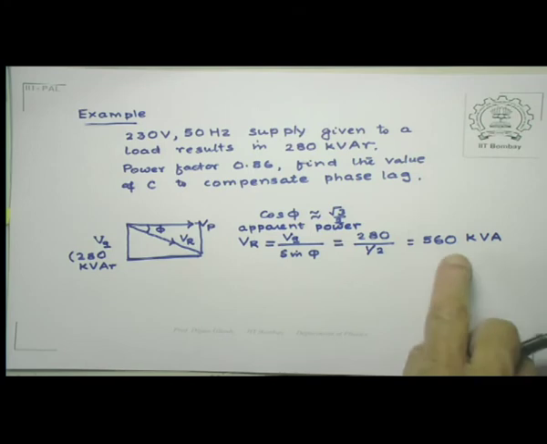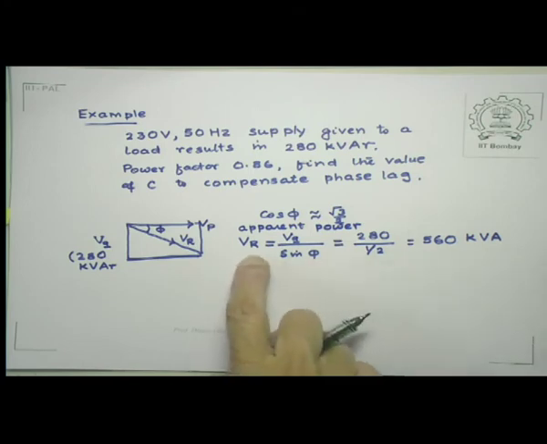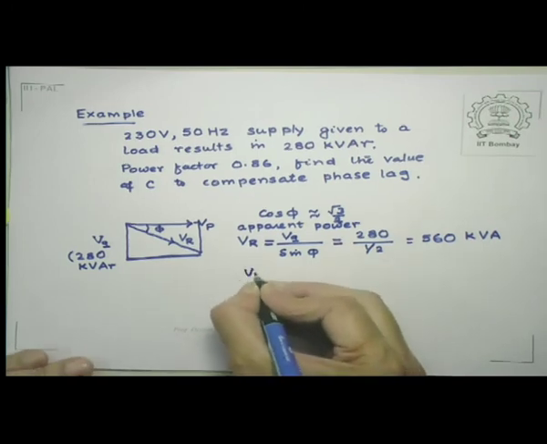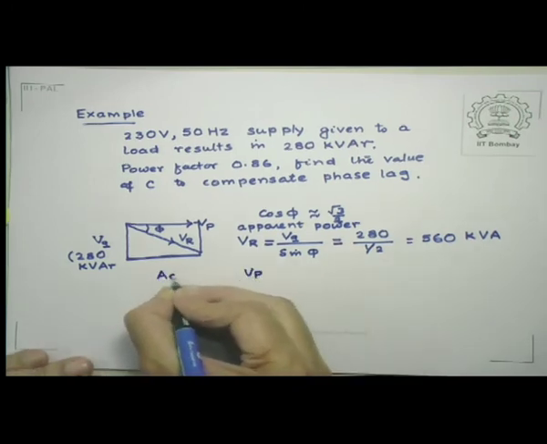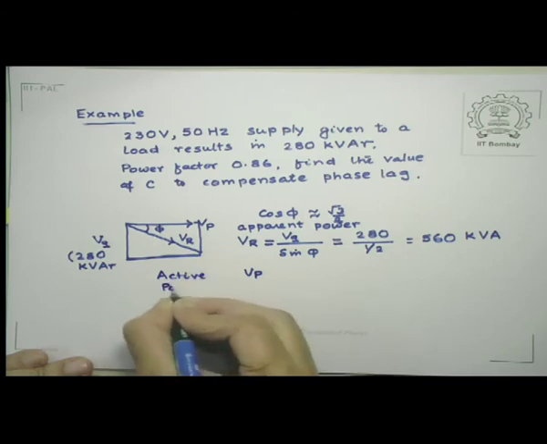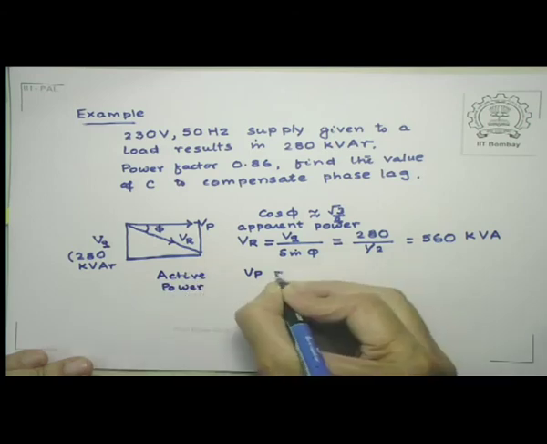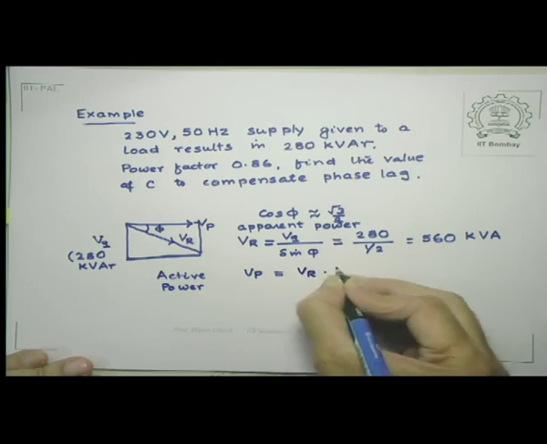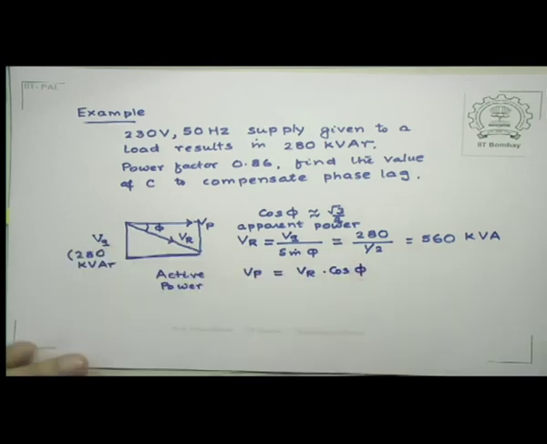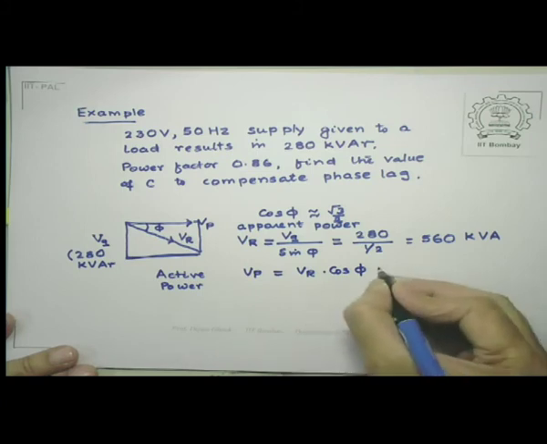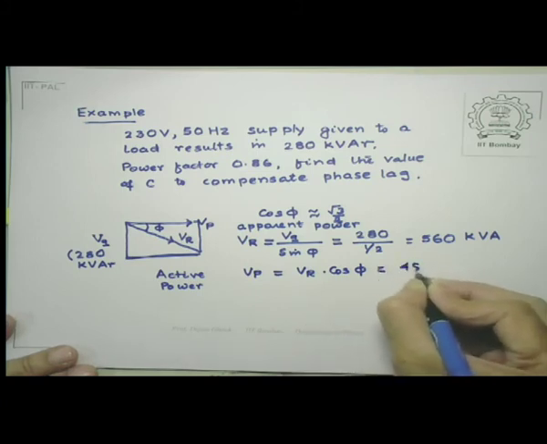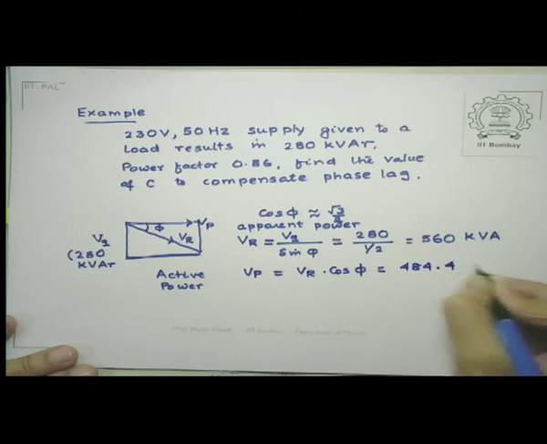The principle of compensation is to make this apparent power as close to the real power as possible. But how much is real power? The real or active power Vp is equal to Vr cosine phi. And cosine phi is of course root 3 by 2. So if you compute this, this is 484.4, and this of course is proper, since it's a true power, it's in kilowatt.